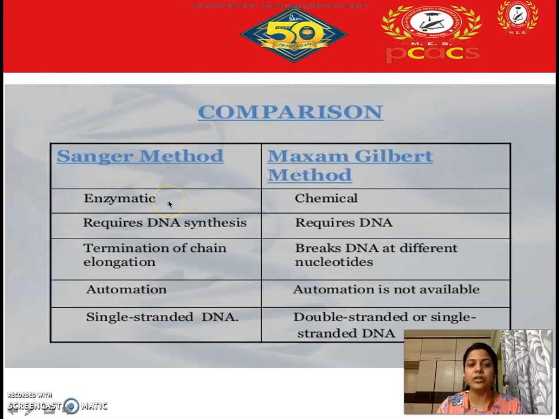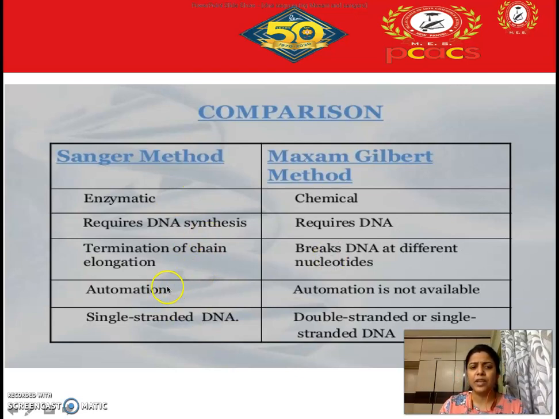So this is a quick revision or a comparison of your Sanger's method and your Maxam-Gilbert method. Sanger's method is an enzymatic method, so we depend upon DNA synthesis over here. Maxam-Gilbert requires only DNA. We do not require any synthesis. It is a chemical method, so truly there are no enzymes being used. We are only using chemicals. Sanger's method depends upon the termination of chain elongation, whereas the Maxam-Gilbert method depends upon nucleotide modification, so that a purinic site and a pyrimidinic site are formed, where using piperidine you can break the DNA.